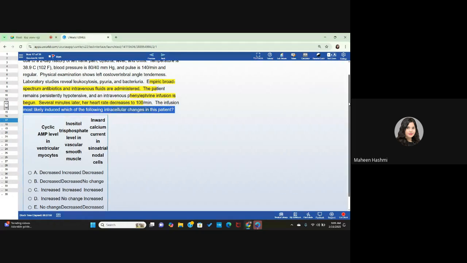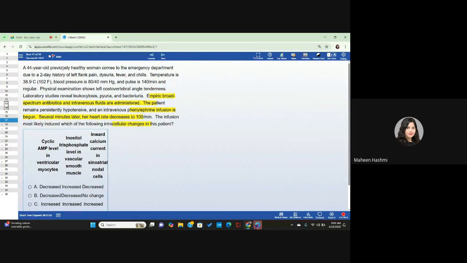So we have a patient who comes to us because of a 2-day history of left flank pain, dysuria, fever, and chills. Temperature is 102, blood pressure is 80/40, pulse is 140. There's CVA tenderness, leukocytosis, pyuria, and bacteria. So the patient is probably septic, because there's hypotension, fever, and a rapid pulse. Most probably the patient is in sepsis, and I told you guys this before.